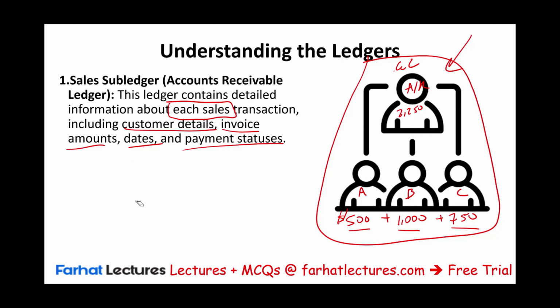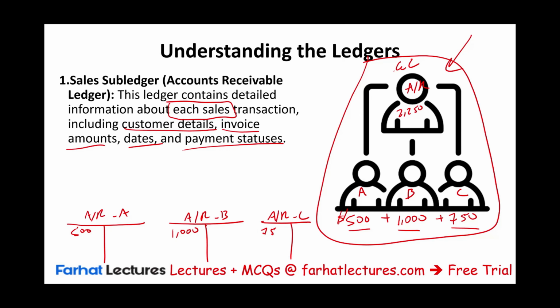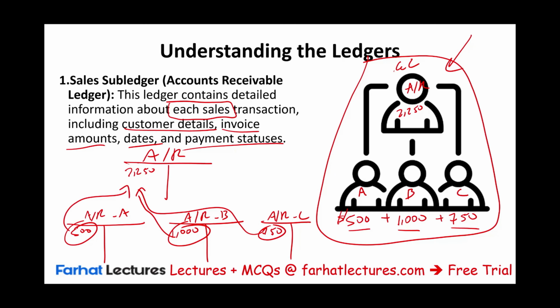Let me show it to you from a T account perspective. So we could have three T accounts: account receivable for customer A, account receivable for customer B. I'm showing you the same thing, just in a different format. Customer C, we have a 500 balance, 1,000 balance, and 750. Now we also have an account receivable general ledger, and this account receivable would include all of them, which is 2,250. So this is basically the subledger versus the general ledger.